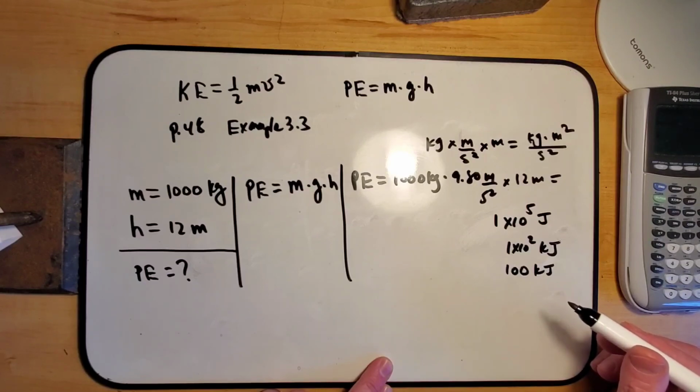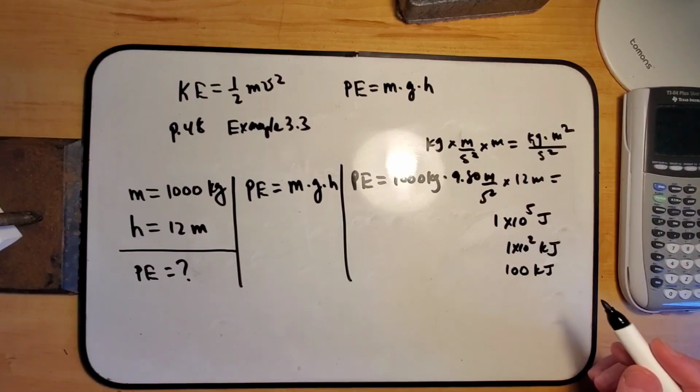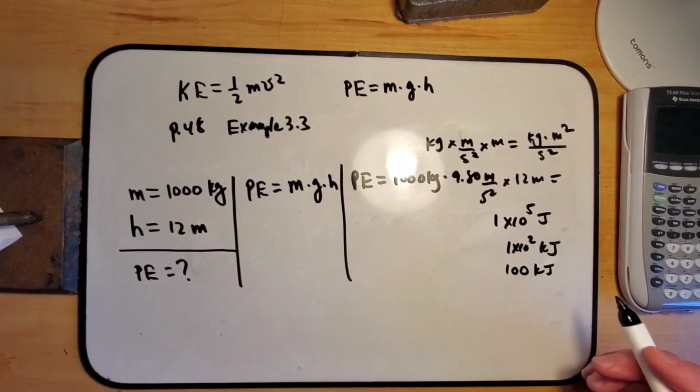Now the gravity here will be pulling on the object to produce that work. And that's how you solve these kinds of problems on calculating kinetic versus potential energies.